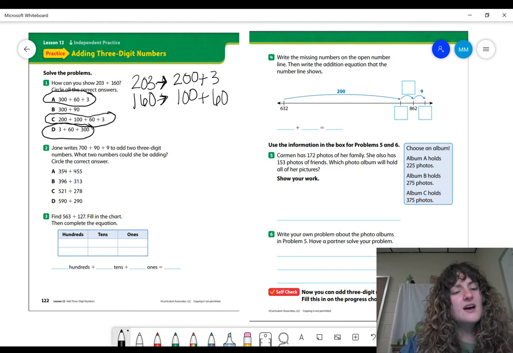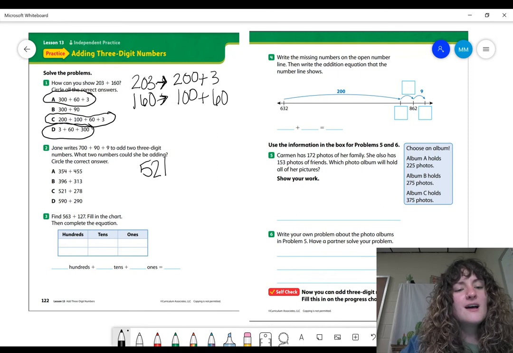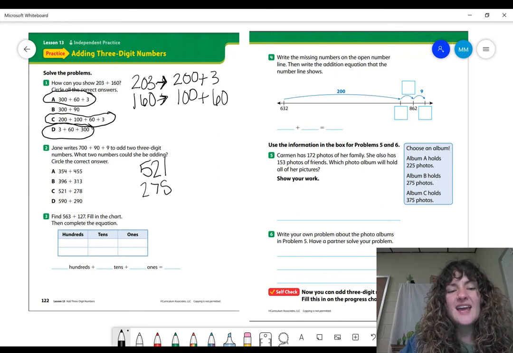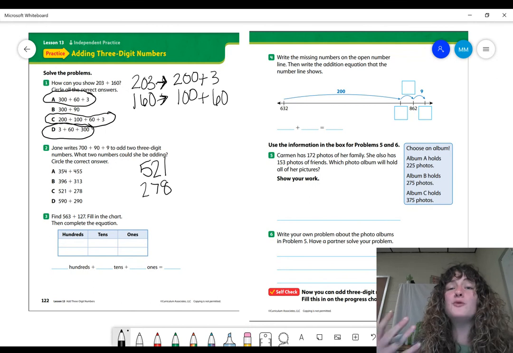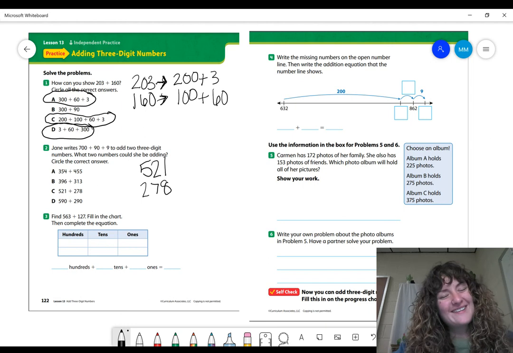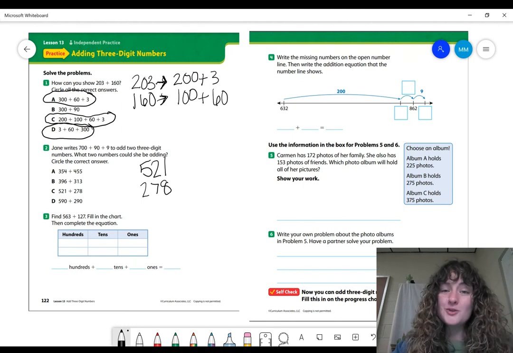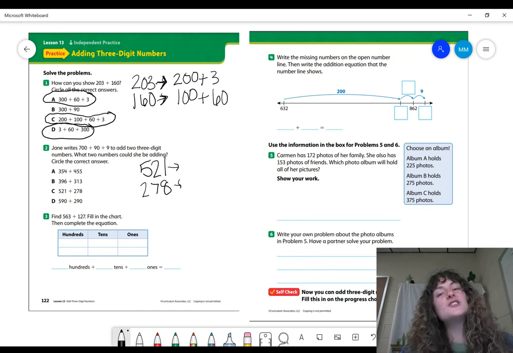All right, let's go to letter C. It says 521 plus 278. So Smarties, I am showing the value of each digit and putting those values together to help me find my whole. So are you ready for our next one? Here we go. So you have 521 and 278 written, right? Okay, let's check.